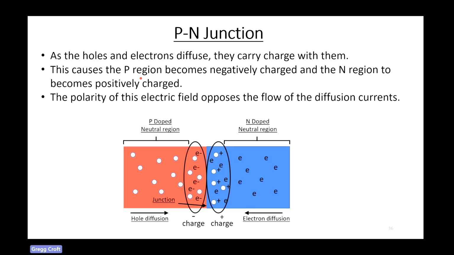As the holes and electrons diffuse, they carry charge with them. This causes the p region to become negatively charged, because now we're moving a bunch of electrons in here, and it causes the n region to become positively charged, because we're moving a bunch of holes into there. Remember, both these regions started out as electrically neutral. So this starts setting up an electric field, and the polarity of that electric field opposes the flow of the diffusion current, and we're going to get to that in just a second.